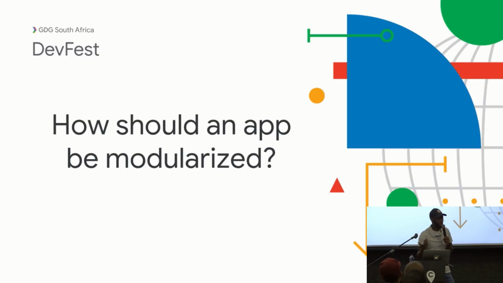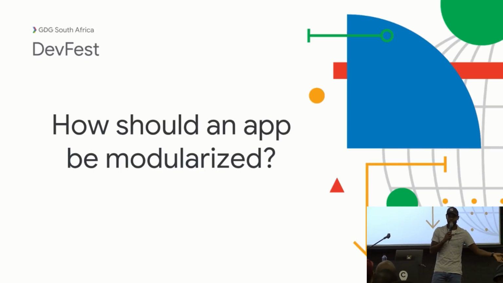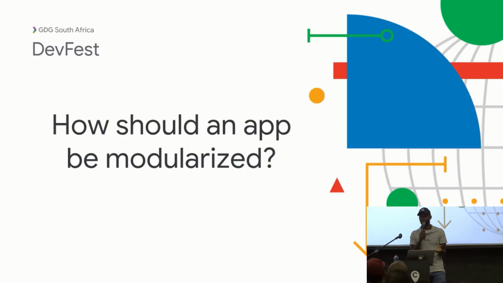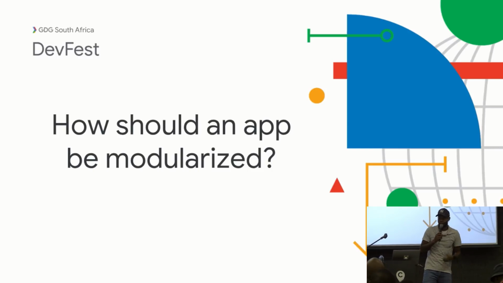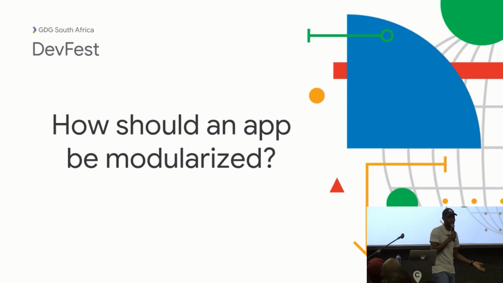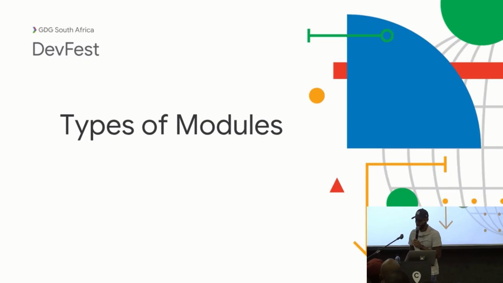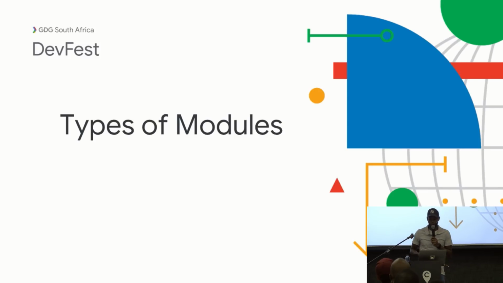So how should an app be modularized? If we're not going to take our packages and create modules out of those, how do we modularize an app then? That's what I want us to look at right now. In order for us to understand how to actually modularize an app, we need to understand the different types of modules that are available on Android that we can use to modularize your app.